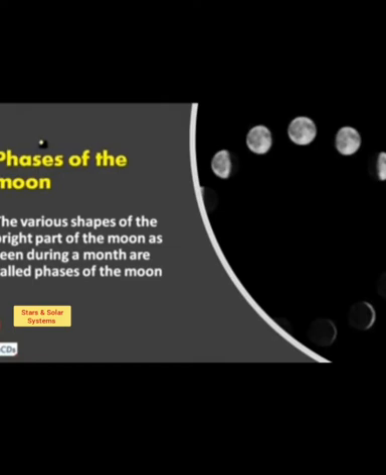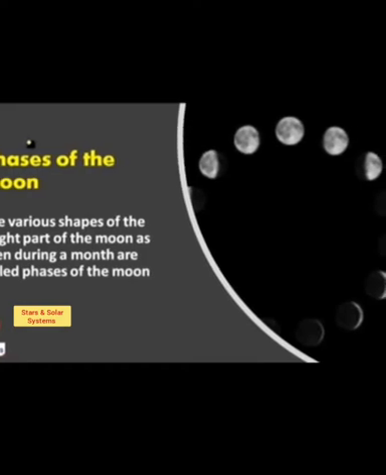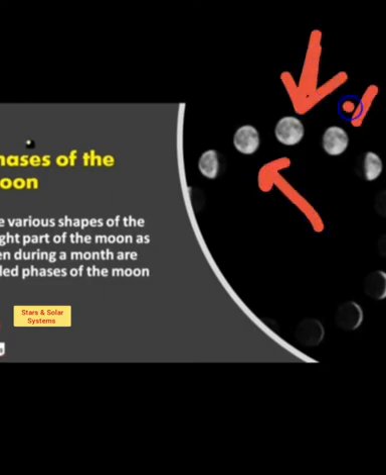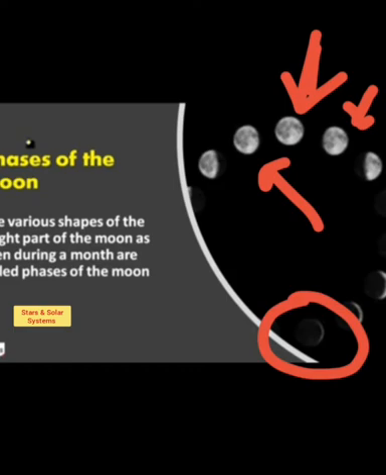Here the various shapes I have told you about are shown, various types of shapes of the moon. You can all see in the figure. Here it is full moon. Before that, half, like this. Here the whole moon has disappeared. The various shapes of the bright part of the moon as seen during a month are called phases of the moon. Means various types of phases, or you can say steps. So those things are said to be phases.